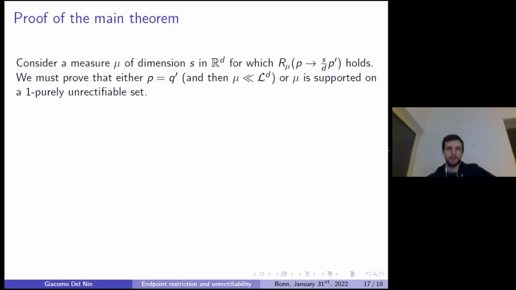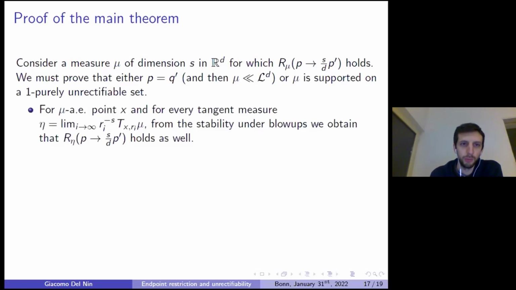Now we have all the ingredients for the proof of the main theorem. So we start from a measure mu of dimension s in R^d, and we assume that the restriction holds at the endpoint exponents. And then, I recall, we must prove that either the exponents are dual to each other, and then in that case the measure is absolutely continuous, or mu is supported on a 1-purely unrectifiable set.